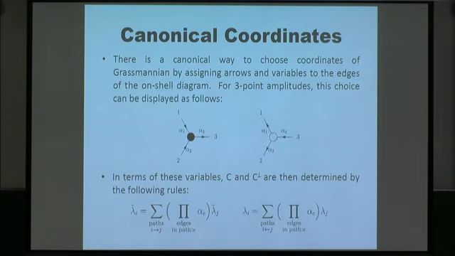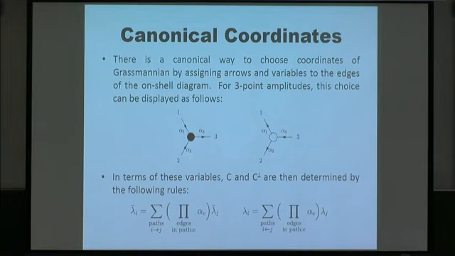So it turns out that there are other choices of coordinates that you can make for the Grassmannian, and a canonical way to assign coordinates on the Grassmannian can be realized by assigning arrows and variables to the edges of the on-shell diagrams. So for 3-point amplitudes, this choice can be displayed as follows. For a black vertex, I'm going to take 2 of the external legs to have incoming arrows and 1 to have an outgoing arrow. And for a white vertex, I'm going to have 2 of the legs have outgoing arrows and 1 an incoming arrow. Okay? And then I'm just going to assign a variable to every edge of each vertex.